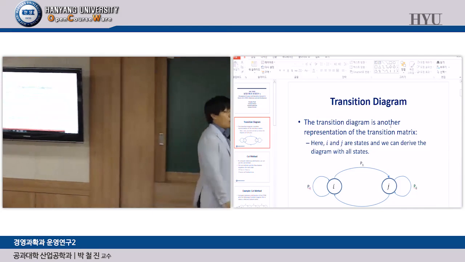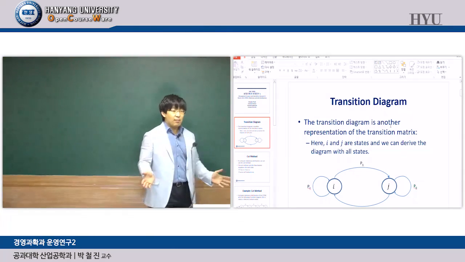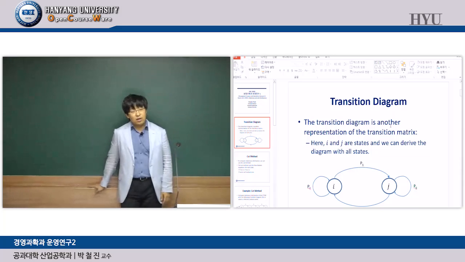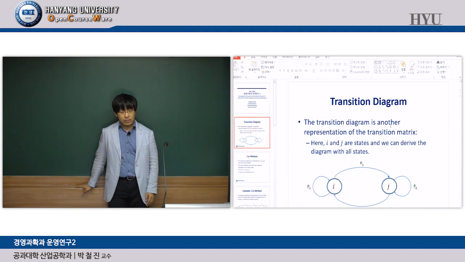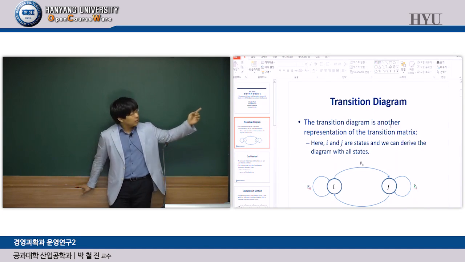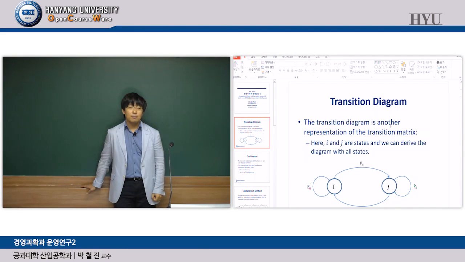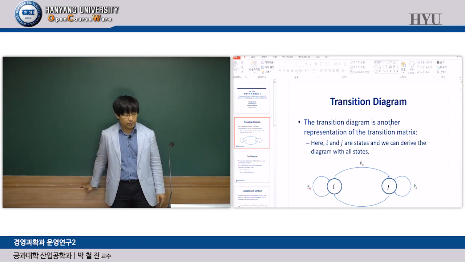So when we consider a discrete time Markov chain with a transition matrix including many zeros, then constructing this transition diagram might be much easier than constructing the transition matrix, and it is very easy to understand this discrete time Markov chain.